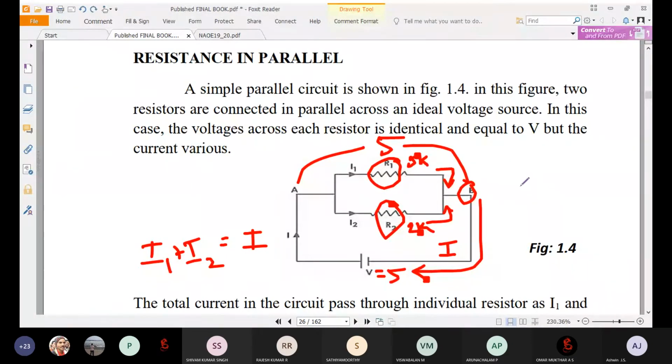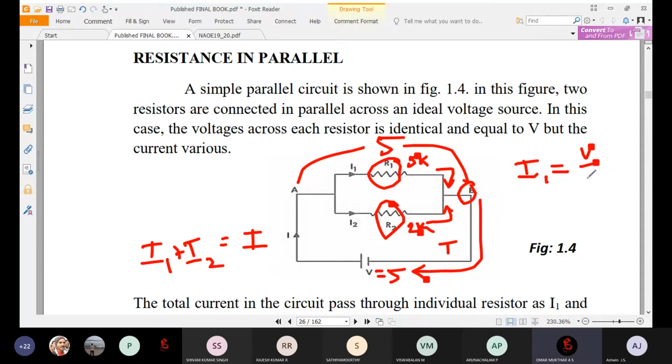What is the voltage across R1? I want to calculate I1. I1 is equal to V by R. Here V is the total voltage, so it is applicable directly. In the previous case, we used to write the elements as V1, V2, but the current was total. But here, voltage is total, but current is treated as I1 and I2. There is a difference.